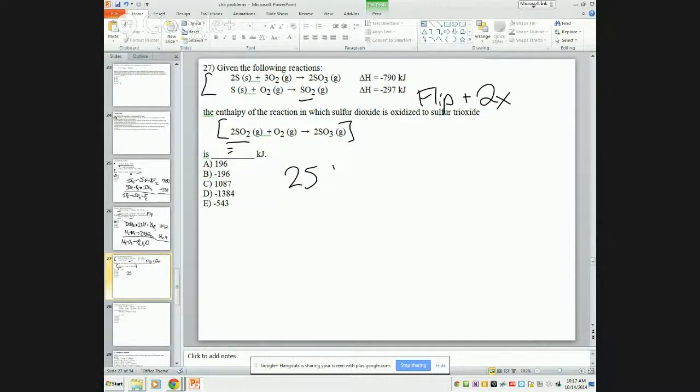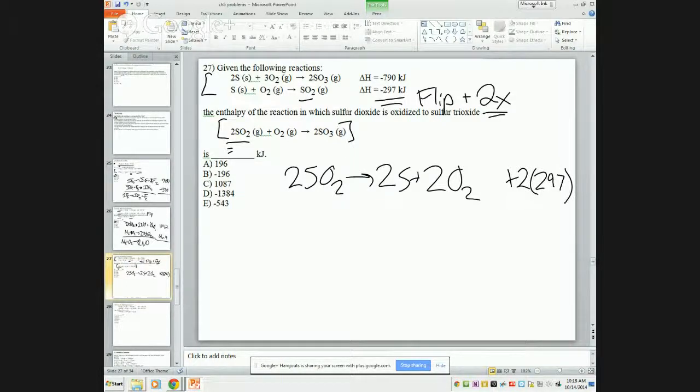So let's do that. I get 2 SO2 arrow 2S plus 2O2. And now since I flipped, I got to change the sign. And since I doubled it, I got to times it by 2, which, man, I wish I did that math already. So it'll be a positive 2 times 297. All right, and now it looks like I don't have to do anything to that first reaction. I got 2S plus 3O2 gives me 2SO3.